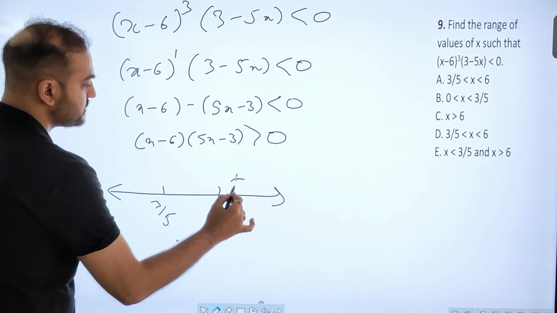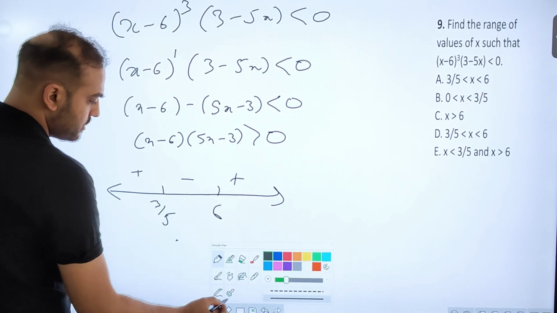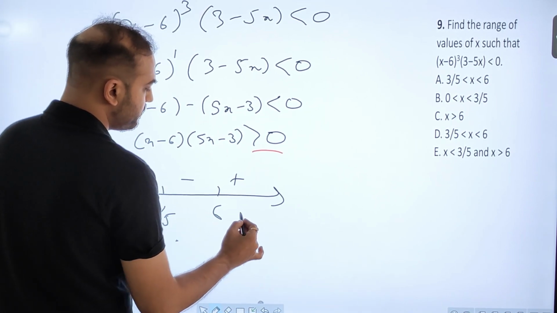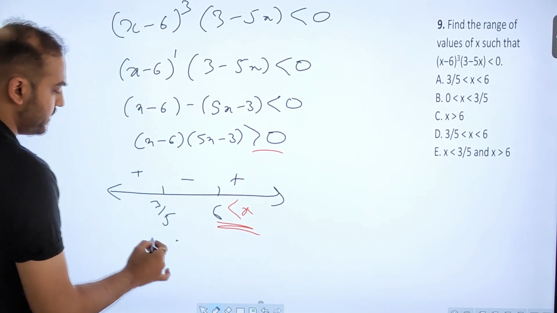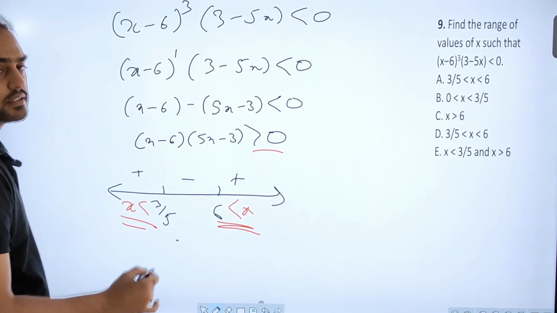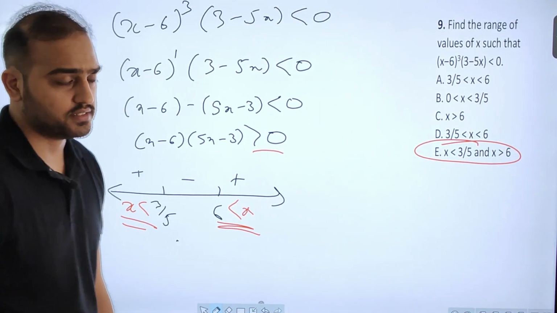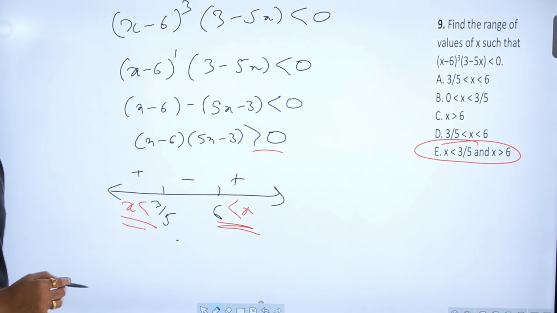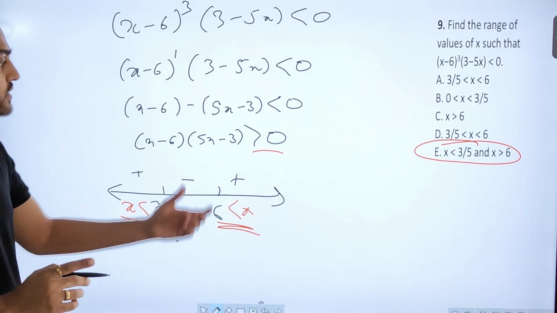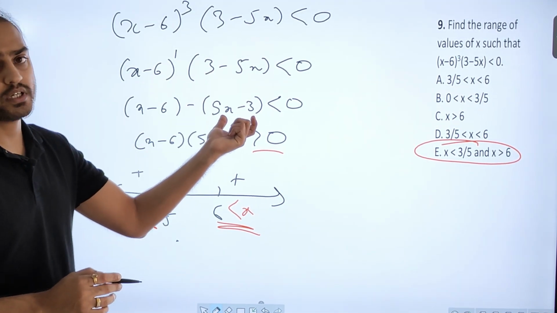3 by 5, 6, plus minus plus. We are looking for positive. So x is greater than 6, x is less than 3 by 5. So the answer becomes less than 3 by 5 and greater than 6. Remember, do not rush. Coefficient of x has to become positive.